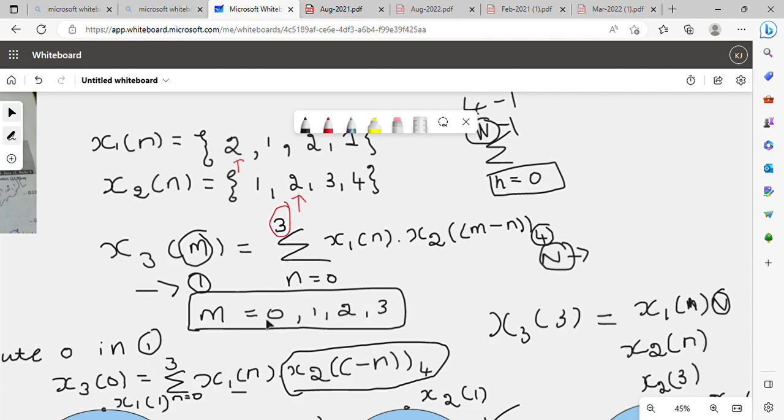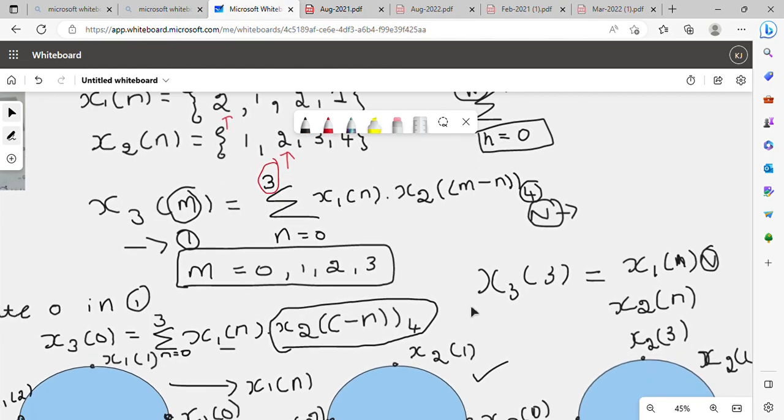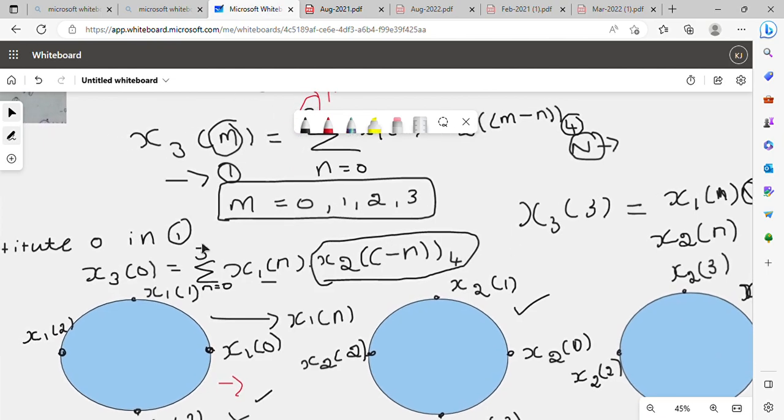Now coming on to the next one, you have to substitute your n values as 0, 1, 2, 3. So let us substitute m is equal to 0 in 1. I'll tell you one trick over here. M is equal to 0 in 1. So you get x3 of 0 is equal to the summation from n is equal to 0 to 3 of x1 of n into x2 of minus n modulo 4. Right? This one equation, let me take it as equation number 2.